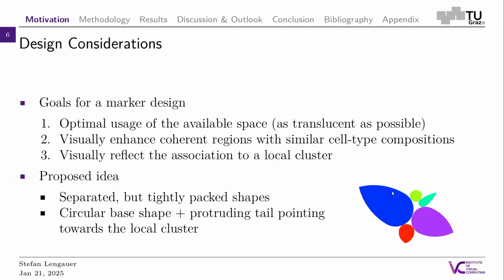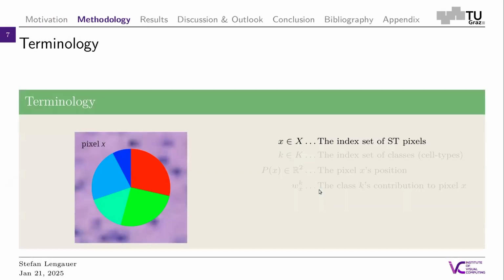So yeah, that's our design concept. And I would say let's have a closer look at how we actually define this design. But first of all, we need to clarify some of the terminology which we will use throughout the next slides. So one particular spot or pie chart or whatever we call it, we now refer to as a pixel. So this is a pixel. And capital X is the index set of all of our ST pixels.